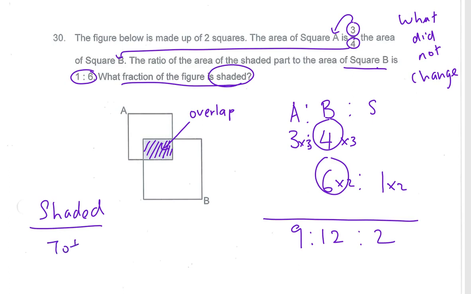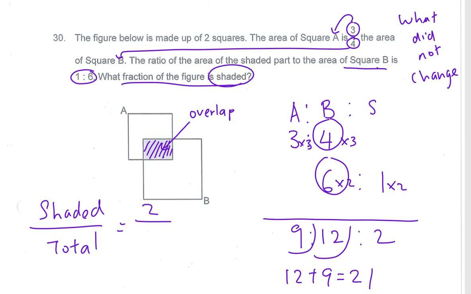So they want the fraction of the figure that is shaded, meaning to say you want a fraction, how much is shaded out of the total area. Okay, now shaded we have already found out is 2 units. Now what about the total area? What about the total area? Now it would seem that the total area is actually area of A plus area of B, which is 12 plus 9, which is 21.